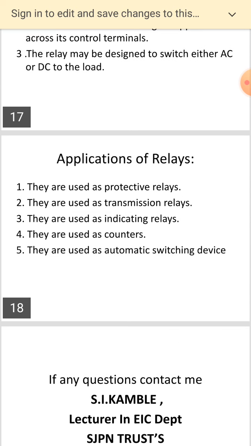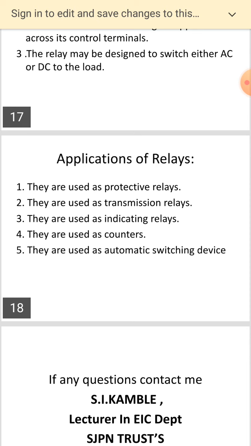Applications of relays. They are used as protective relays to protect electronic equipment against abnormal conditions like overvoltage, overcurrent, short circuit, etc. They are used as transmission relays in communication systems to generate and transmit signals. They are used as indicating relays to indicate through bells and buzzers abnormal conditions like fire, smoke, theft, etc.